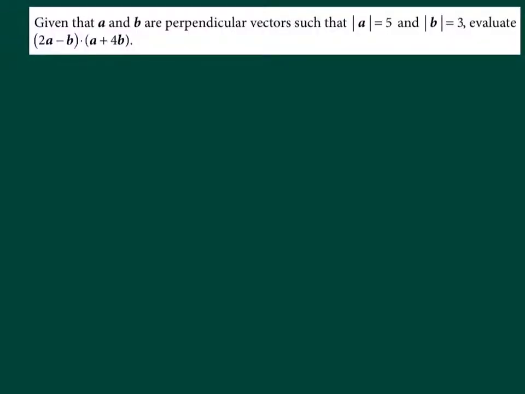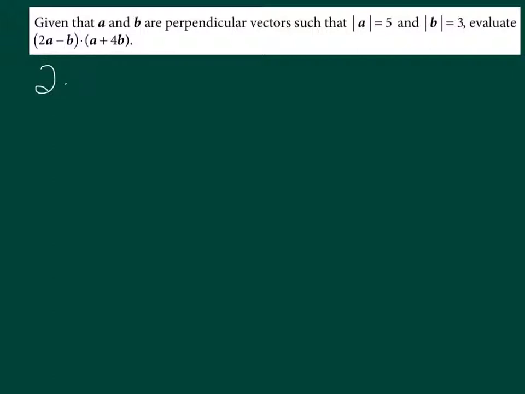First example, given that a and b are perpendicular vectors such that the magnitude of a is 5, so it's 5 units long, and the magnitude of b is 3 units long, evaluate what happens if we have 2a minus b, and we take the dot product of that with a plus 4b. Oh, this looks hard, guys. What are we going to do? Well, we FOIL. That's really what this problem is all about. So we're going to follow our basic FOIL principle as if this were two binomials being multiplied together.